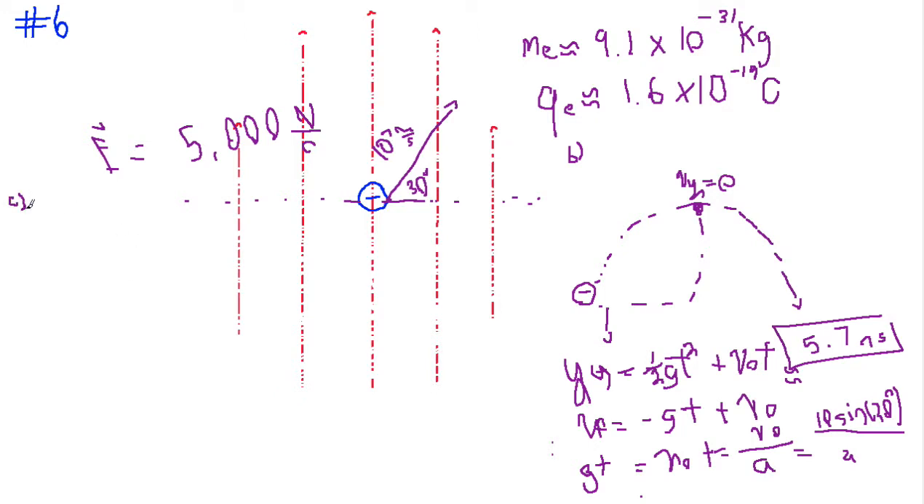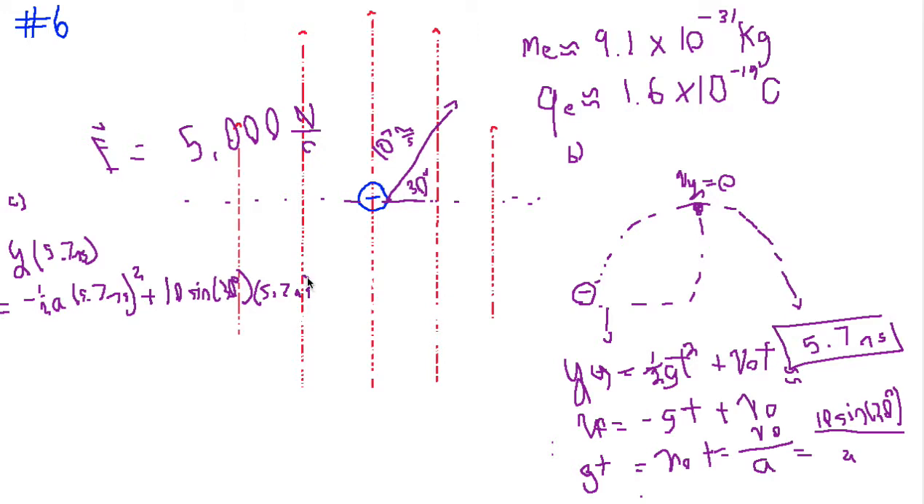Part C, we want to know its position, so we have our position function, y at 5.7 nanoseconds. That's going to have to be equal to negative 1/2 a times 5.7 nanoseconds squared plus 10 sine 30 degrees meters per second times 5.7 nanoseconds. That ends up being approximately 0.014 meters.